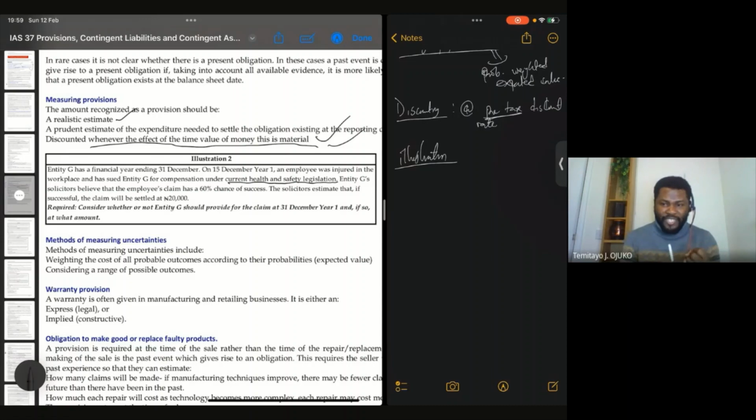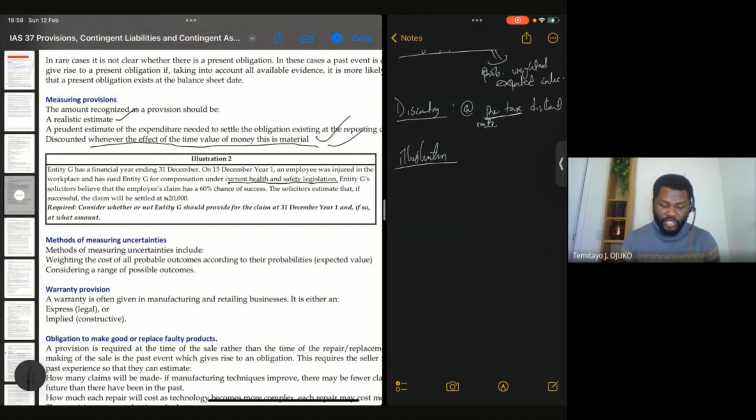Now, that's the first criterion. So there's a present obligation. Then let's move on. The entity's solicitors believe that the employee's claim has a 60% chance of success. That means that it is probable that an amount will be paid. Please take note of that.